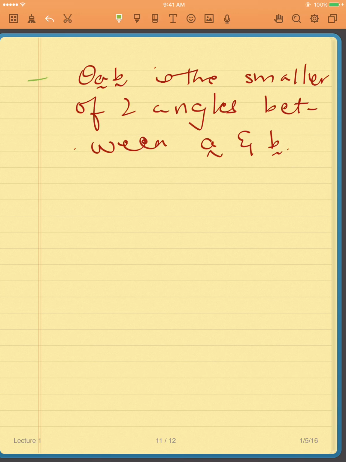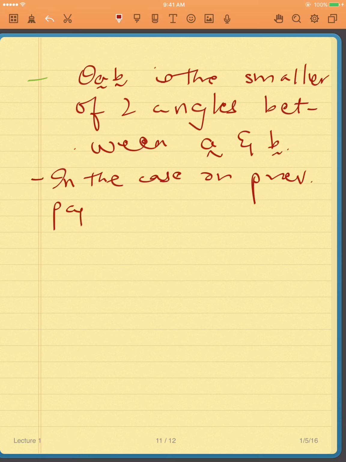Just to be completely clear, in the case on the previous page, it is theta 1. So that should clarify anything. We've put a tick against theta 1. We've also written explicitly that the correct theta AB, or the angle between A and B, is the smaller of the two, which was identified as theta 1.